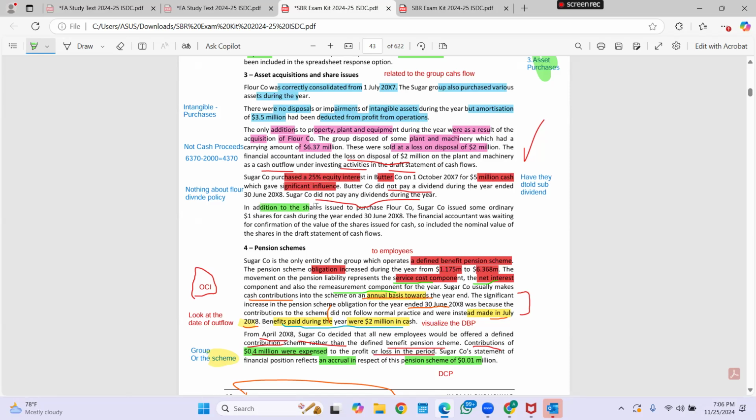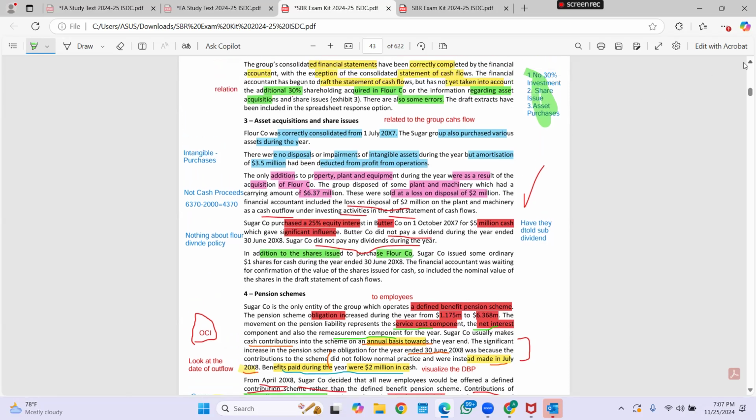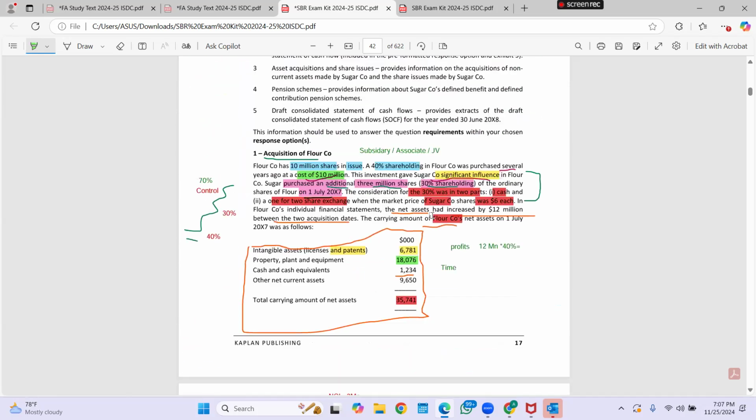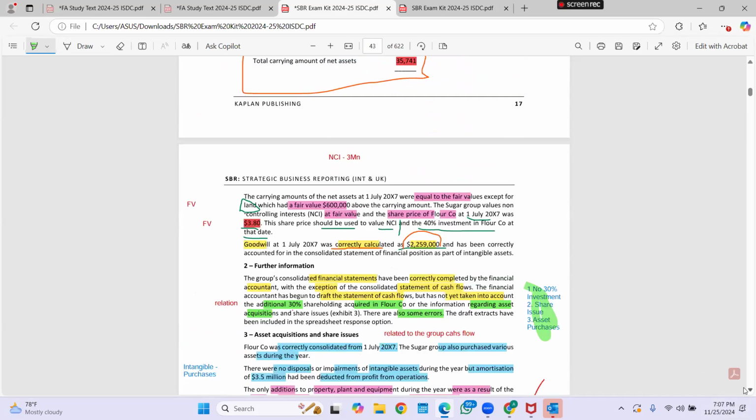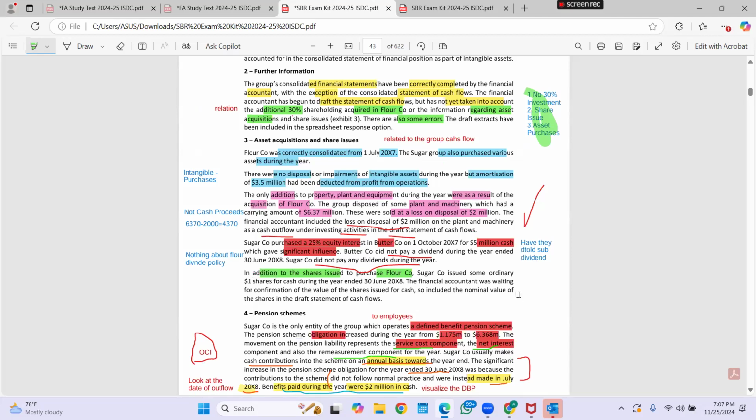Last adjustment, you see. In addition to the shares issued to purchase Flaco, you see that the 30% was not only financed through cash, it was also through a 1-for-2 share exchange. Okay, we also issued some ordinary shares for cash. So I guess we need to find this amount.